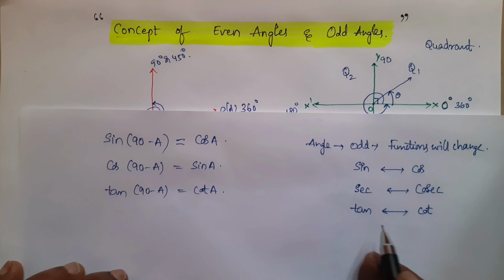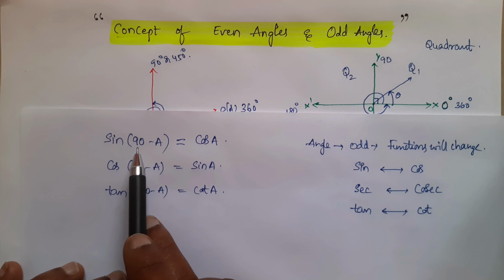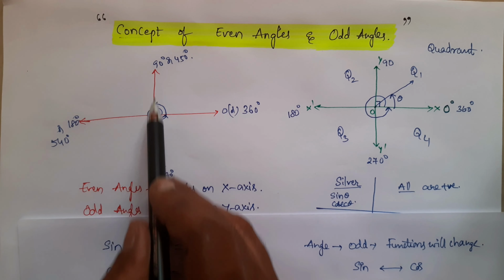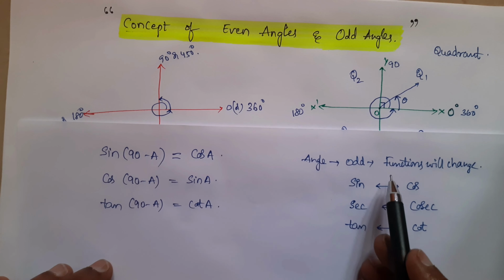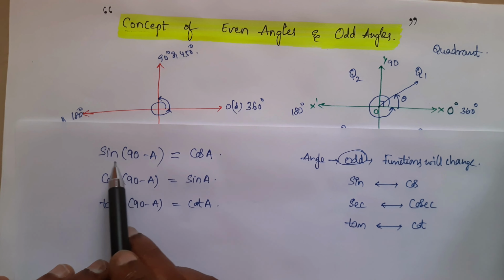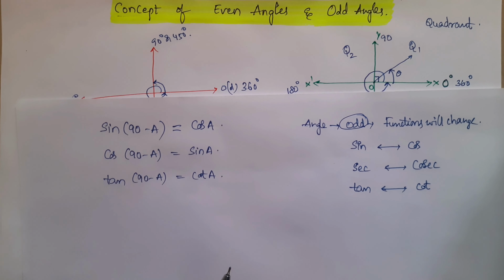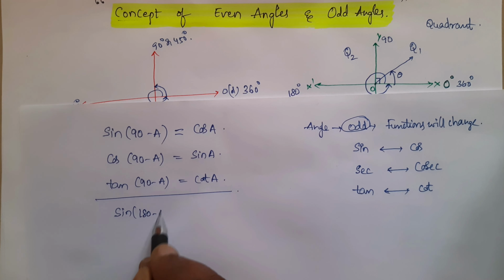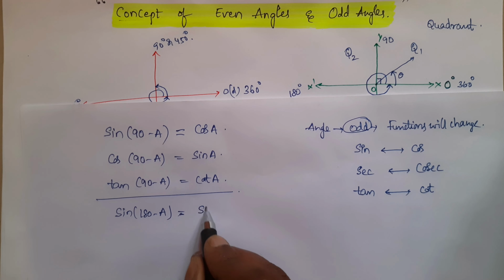Which type of cases are like this? In sine of 90 degrees, 90 degrees is an odd angle, right? Why? Because it lies on the y-axis. Angles on the y-axis are odd angles. So functions will change when we have odd angles: sine to cos, cos to sine, tan to cot, cot to tan, secant to cosecant, cosecant to secant. Instead of 90, if we have sine of 180 minus a, we will write it as only sine a.